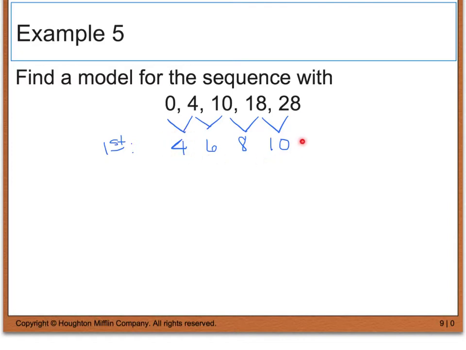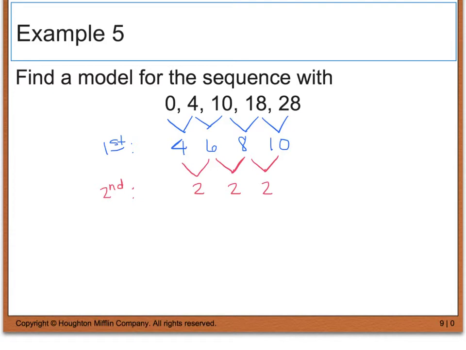Because these are not the same number, that tells me that this is not a linear model. So I'm going to try to do the differences again. This time, when I subtract these out, 6 minus 4 is 2, 8 minus 6 is 2, and 10 minus 8 is also 2. So this is our second difference. Now because I finally obtained the same difference for my consecutive terms, this tells me that I can write a quadratic model for this set of data.